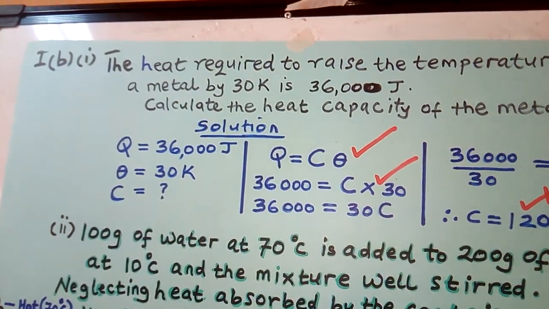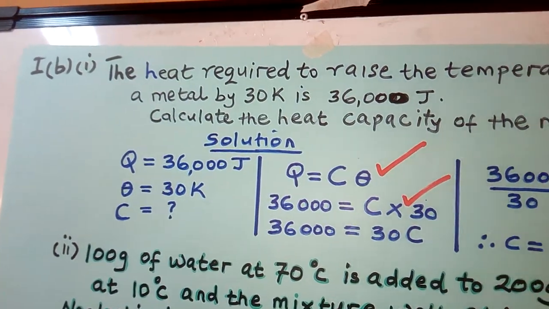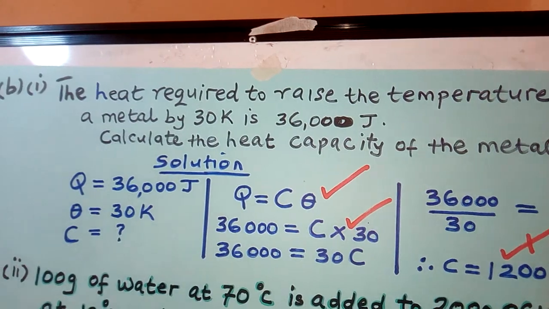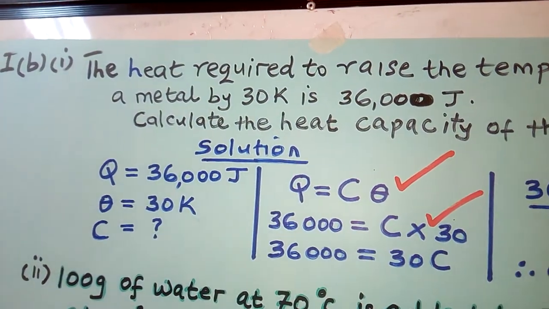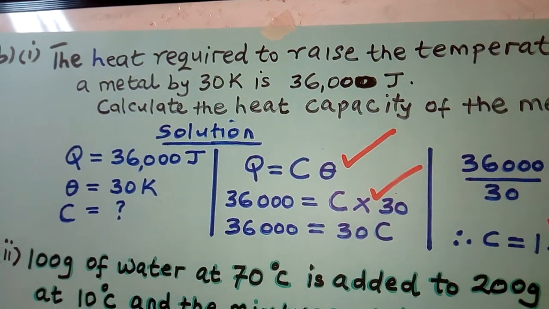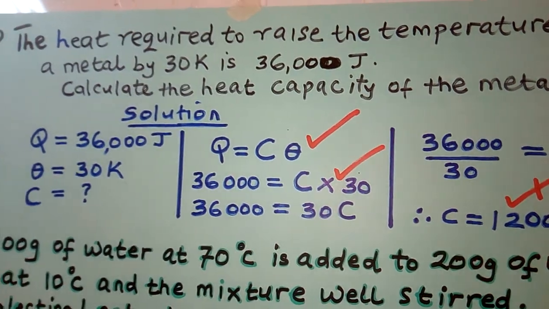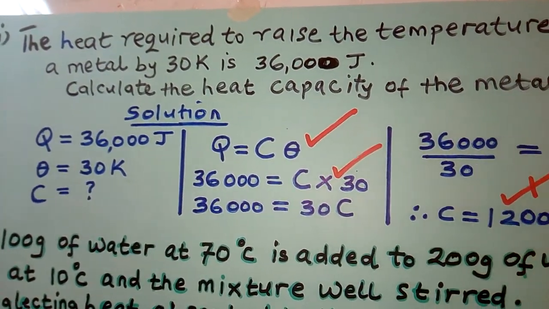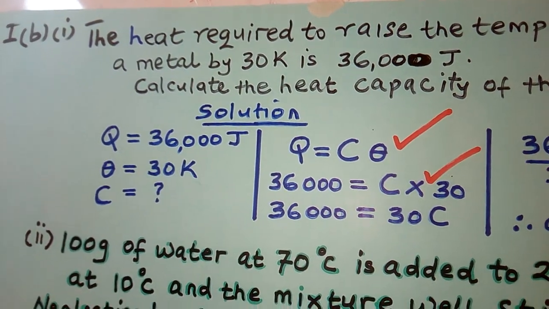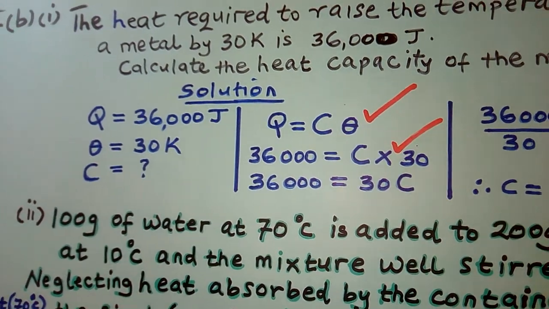Our next question: the heat required to raise the temperature of a metal by 30 Kelvin is 36,000 joules. Calculate the heat capacity of the metal. The heat required to raise the temperature of a metal by 30 degrees Celsius is 36,000 joules. Calculate the heat capacity of the metal.